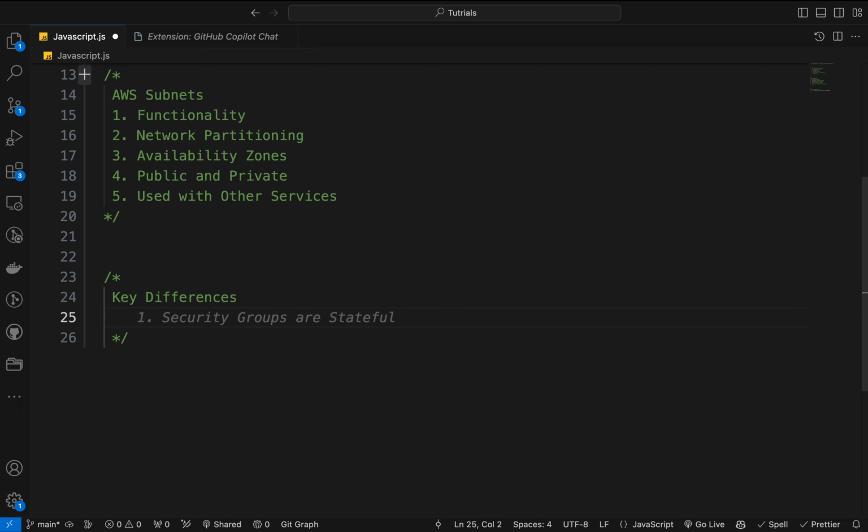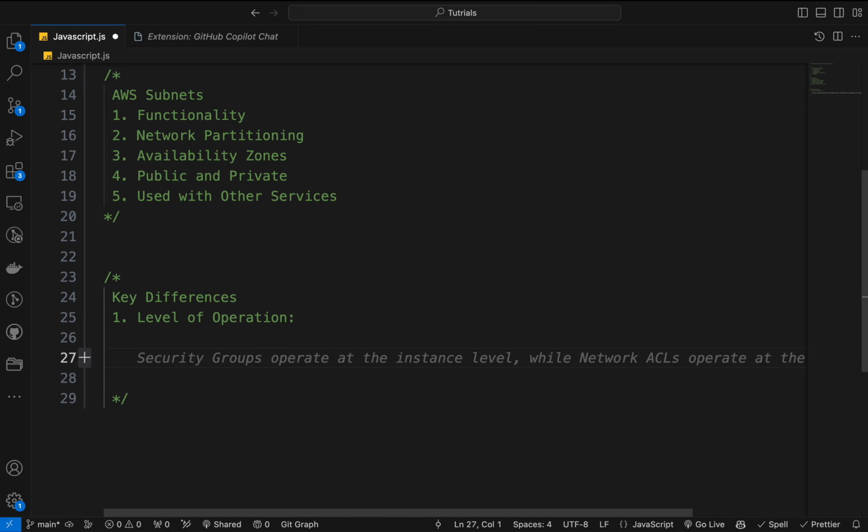In terms of the key differences, let's talk first about the level of operation. Security groups operate at the instance level, controlling traffic to and from individual instances. Subnets operate at the network level, controlling and segmenting the IP address range and network traffic within the VPC. So let's say again, security groups work at the instance level, controlling traffic to and from individual instances, and subnets operate at the network level, controlling and segmenting the IP address range.